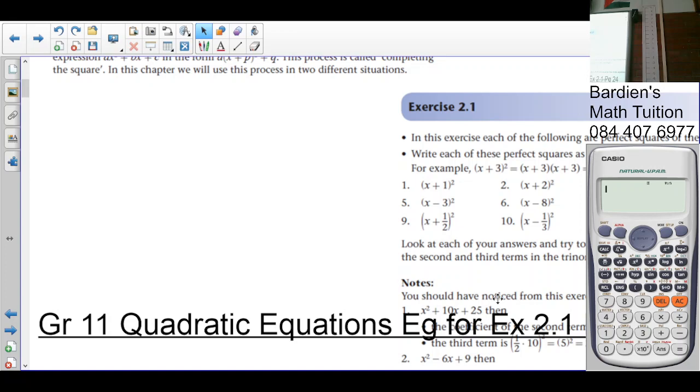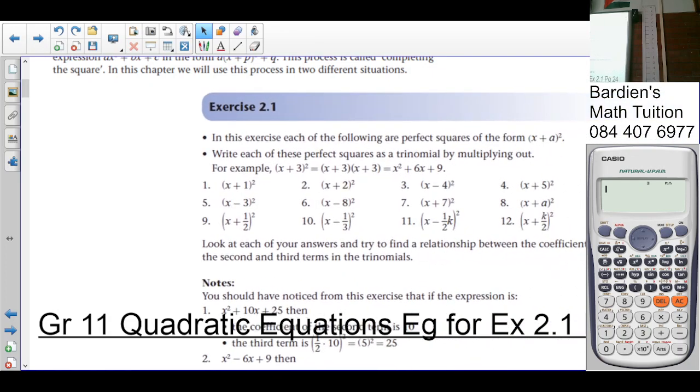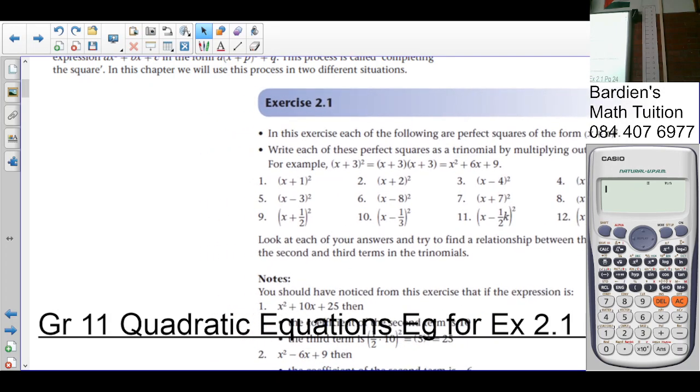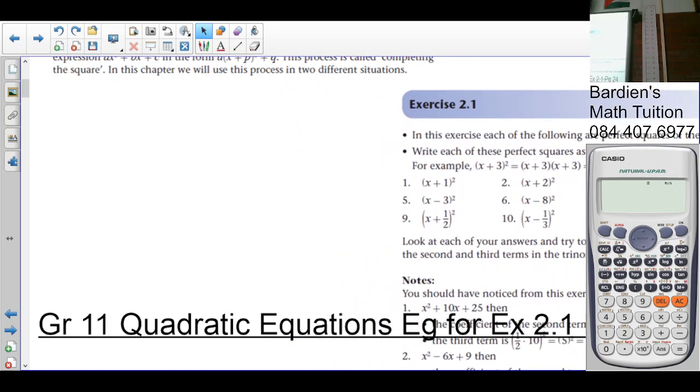So here, they ask you in this exercise, each of the following are perfect squares of the form open brackets x plus a whole squared. Write each of these perfect squares as a trinomial by multiplying it out. For example, x plus 3 whole squared can be written as x squared plus 6x plus 9.